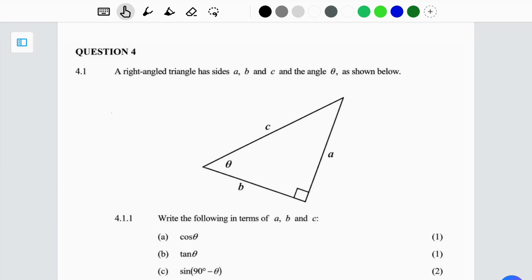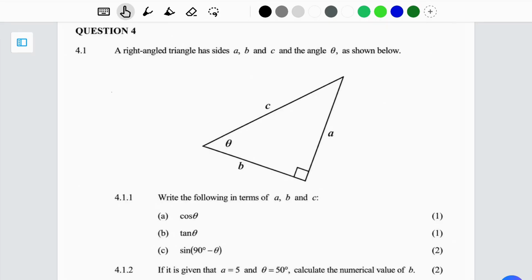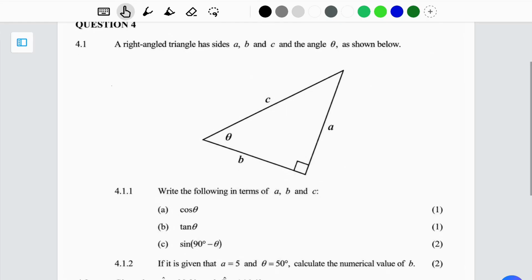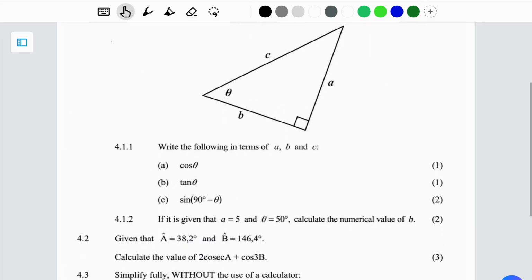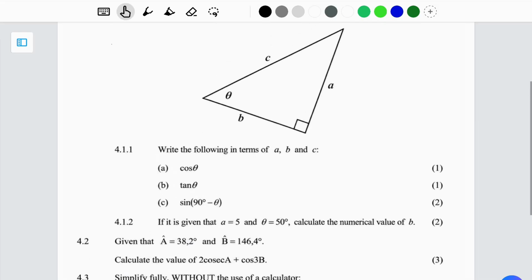Today I'm going to be looking at a question out of a paper 2. You can see it's a 3 question, so let's look at it. It says a right angle triangle has sides A, B and C and the angle theta, as shown below. There we can see the right angle triangle 4.1.1. Now we have to write the following in terms of A, B, and C. A says we have to write cos theta in terms of A, B, and C.